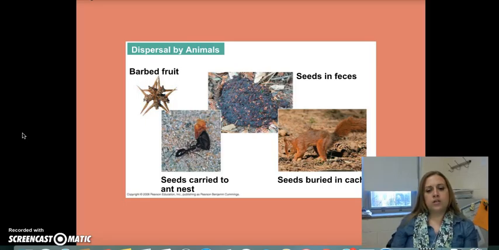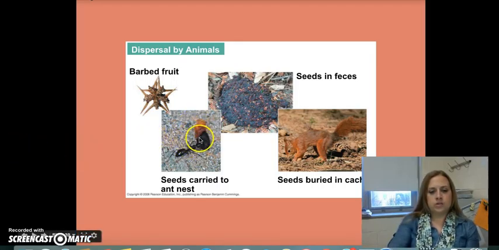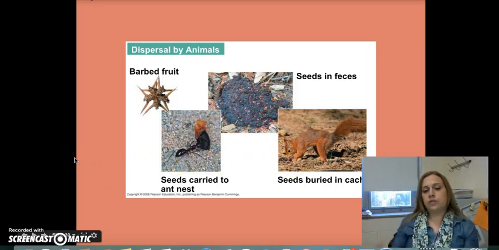They can also be dispersed by animals. You could have barbed fruits that get caught in the coat of an animal, like the fur coat. With smaller things, here you have an ant that's going to carry a seed or a fruit to a nest. Animals can bury seeds. You also have animals that eat the fruit, and you get the seeds in feces. Sometimes that is actually what allows germination to take place, because now you have these seeds contained in manure, which a lot of times is used as fertilizer.